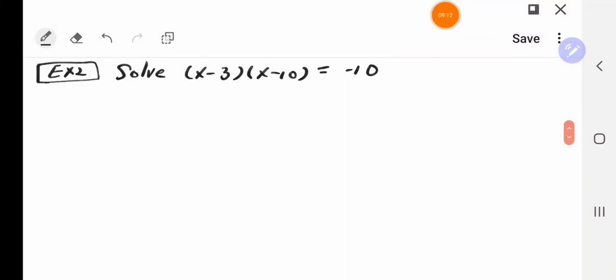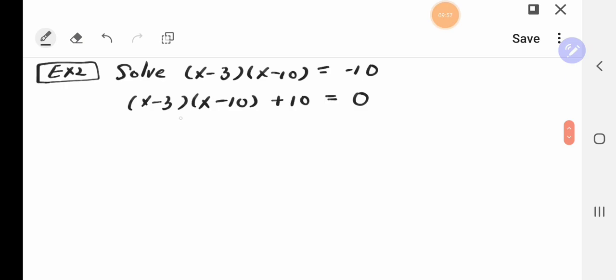Okay, the second example is an equation where the left-hand side is already factored, and the right side is negative 10. But unfortunately, we have to distribute this and then refactor because the right side of the equation has to be 0. Once you move negative 10 to the left, that will be plus 10. So the right side is 0, but the left side is not factored. In order to factor the left-hand side, we have to distribute first, then simplify, and then factor it again.